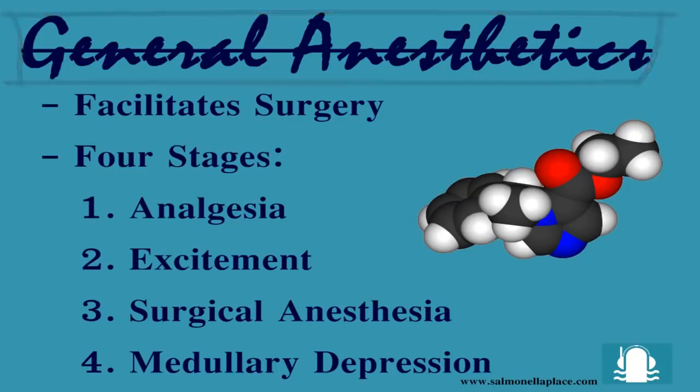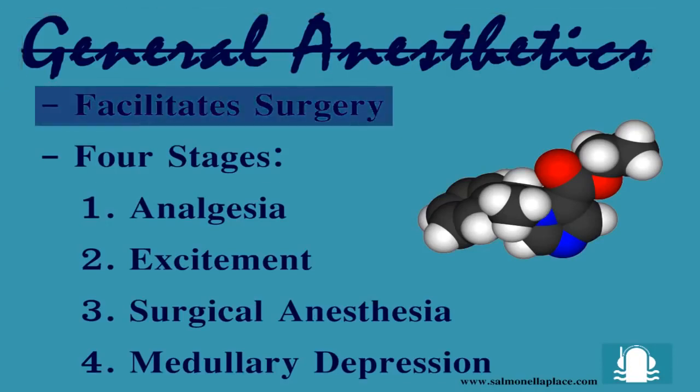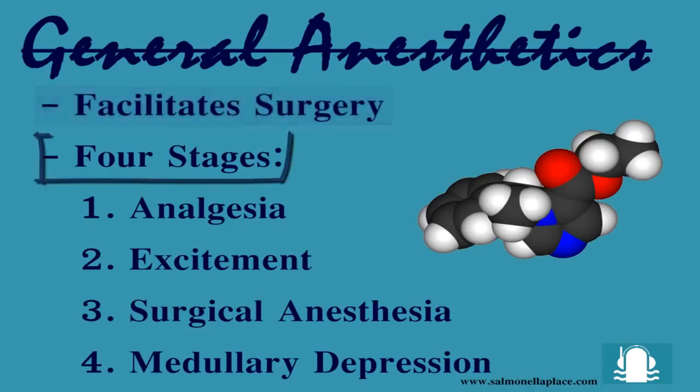Today's pharmacology lecture is going to be on general anesthetics. A general anesthetic helps facilitate surgery by causing analgesia, in other words, loss of pain, amnesia, which is loss of memory, loss of consciousness, inhibition of sensory and autonomic reflexes, which prevent the patient from moving around during the surgery, and skeletal relaxation. There are four main stages of general anesthesia.